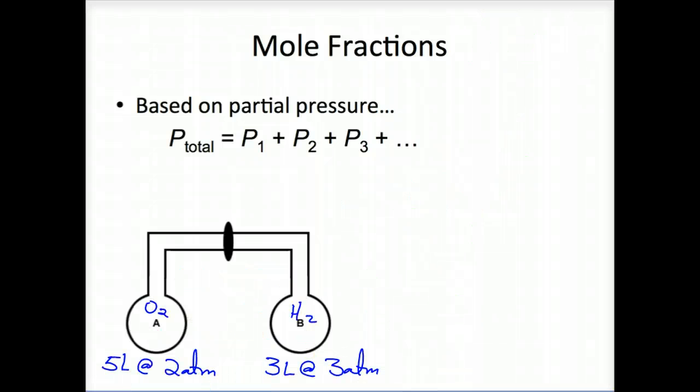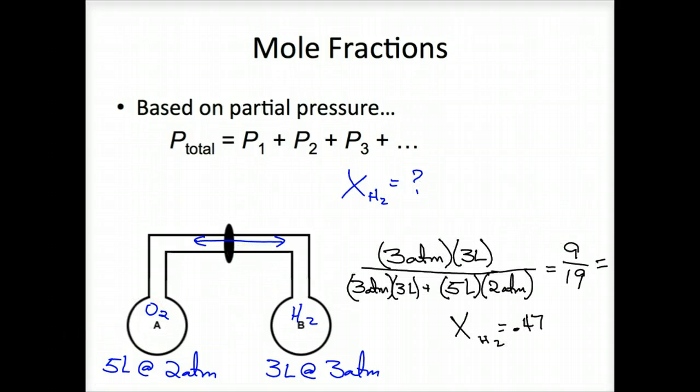So I'd like you to pause the video, solve for the mole fraction based on this information. If when I turn the stopcock and I allow the gases to mix, what is going to be the mole fraction of your hydrogen gas? So when you set this up, you should have put the part over the whole. So here's my H2 over my H2 plus O2, part over the whole. When you solve, you should get 9 plus 10, so 9 over 19. So my mole fraction for hydrogen is 0.47.